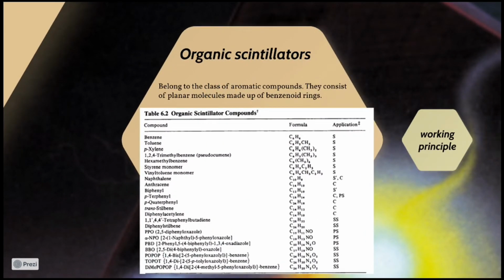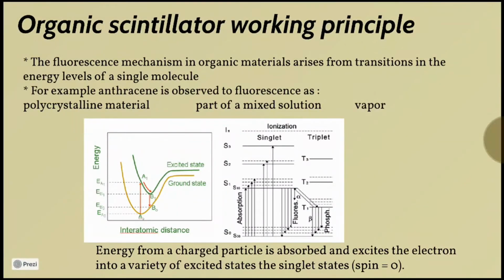Secondly is organic scintillators. Organic scintillators belong to the class of aromatic compounds. They consist of planar molecules made up of benzenoid rings. There are many organic scintillator compounds that can be found, as you can see in the table below.